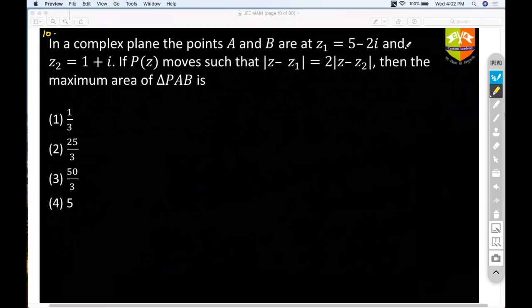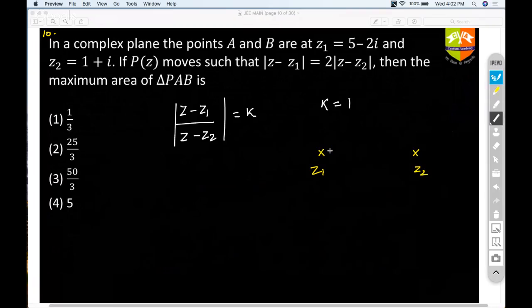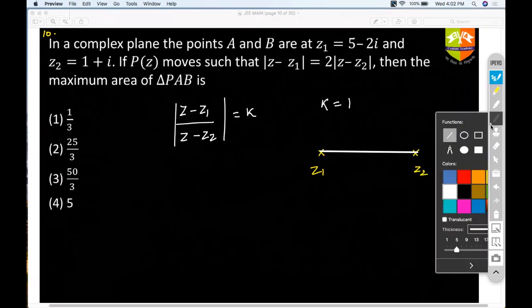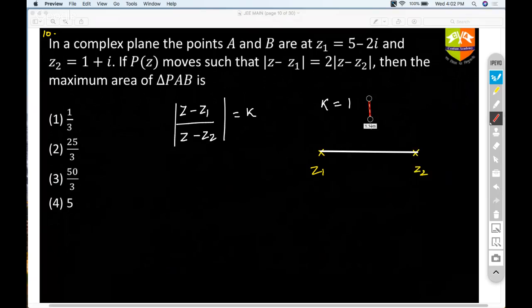So these kinds of questions are going to take a bit of your time if you are not aware of the concept here. All of you would have come across expressions of this nature, right? Mod of this is equal to k, correct? Remember here that if k is equal to 1, the locus of z is actually going to be a line which is exactly bisecting the join of z1 and z2. So basically, if you join this, then z would be lying on the bisector only if k is equal to 1.